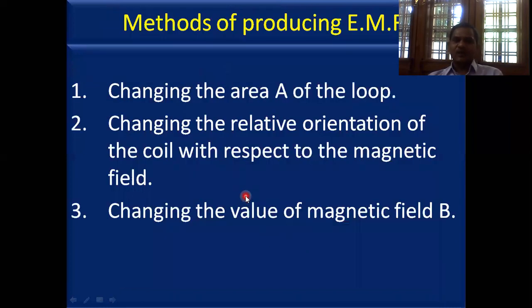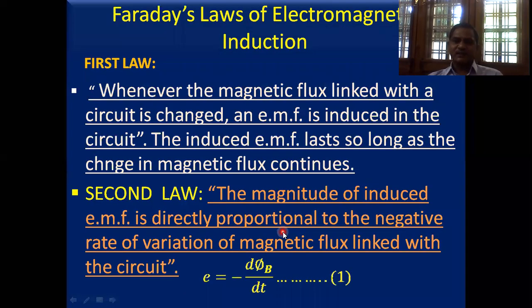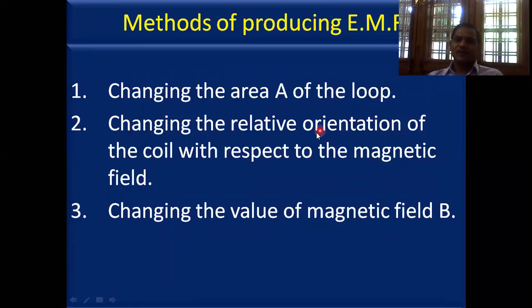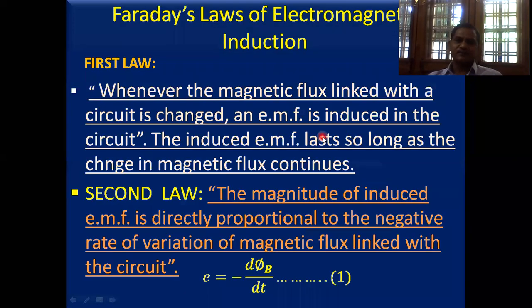Now, we can say that the EMF can be produced by changing the area of the loop, or changing the relative orientation of the coil with respect to the magnetic field, or changing the value of the magnetic field. Okay, so these are the three cases, right? One is changing the area of the loop. The second, changing the relative orientation of the coil with respect to the magnetic field, or by changing the value of the magnetic field, we can observe electromagnetic induction, right?